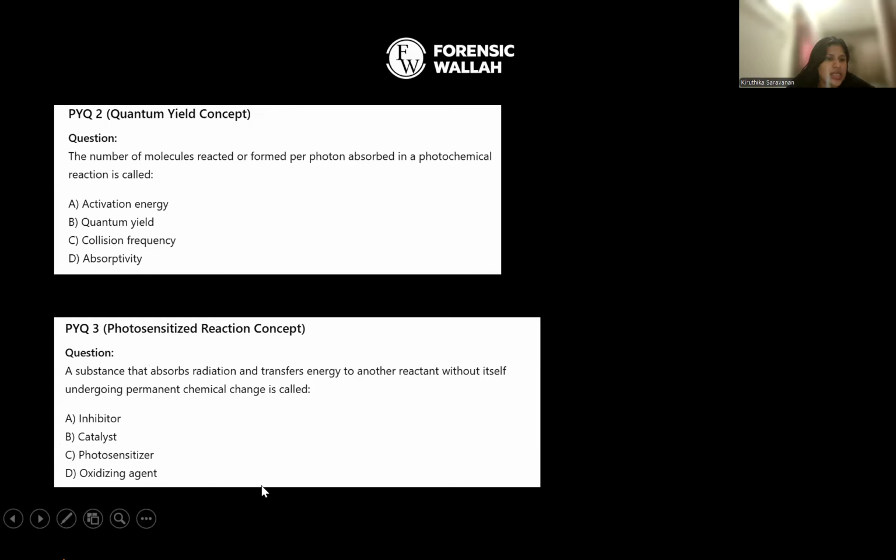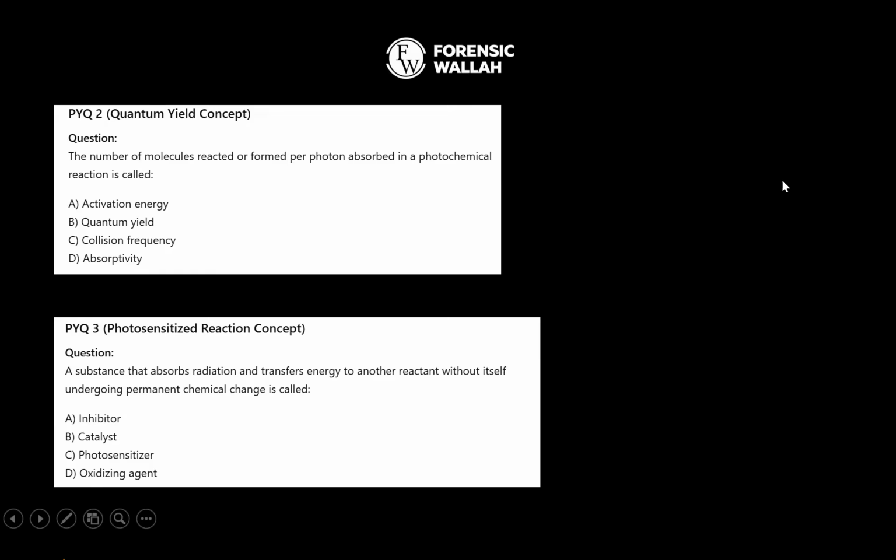Okay, now the last is the substance that absorbs radiation and transfers the energy. We know that from the word transferring of energy itself, the answer is going to be photosensitizer. It basically acts like a catalyst only. Clear? So I hope the unit was clear. Thank you.